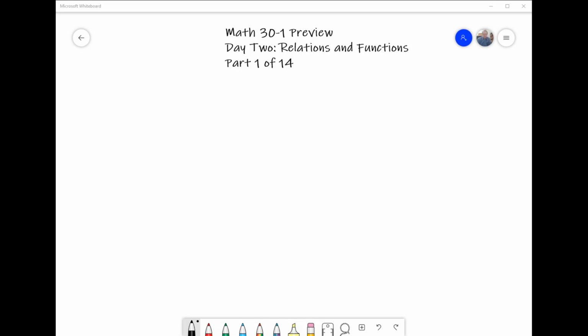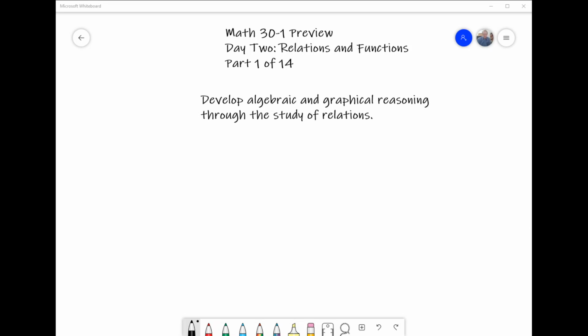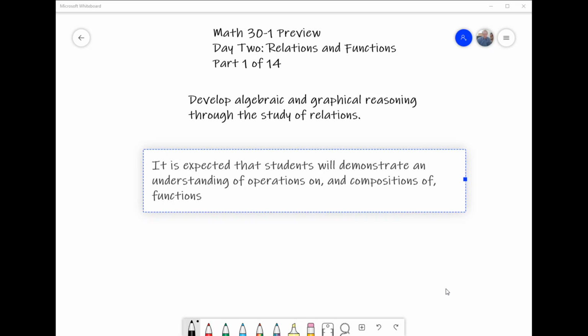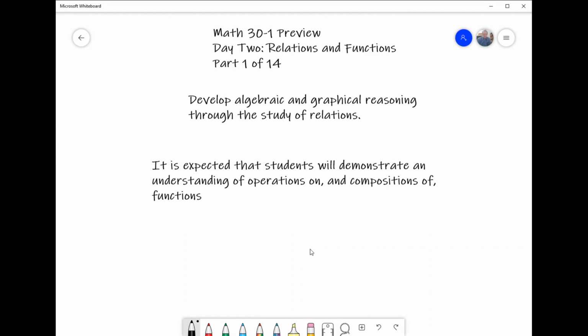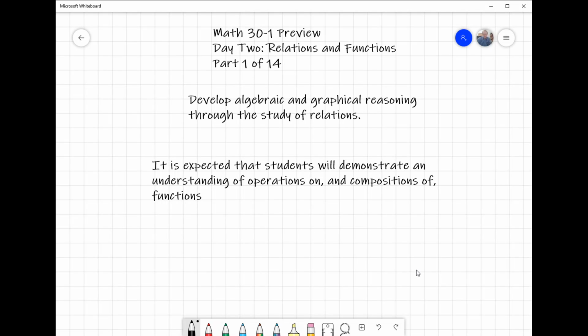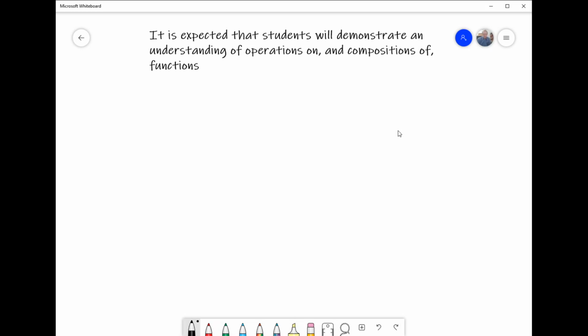But this is all based on one general learner outcome. Develop algebraic and graphical reasoning through the study of relations. And topic 1 of 14, it is expected that students will demonstrate an understanding of operations on and compositions of functions. So what does that mean?